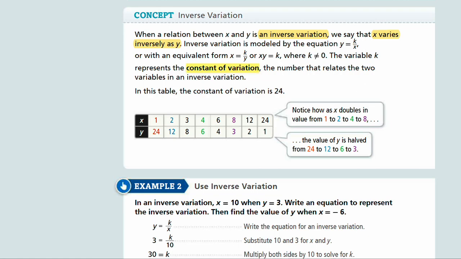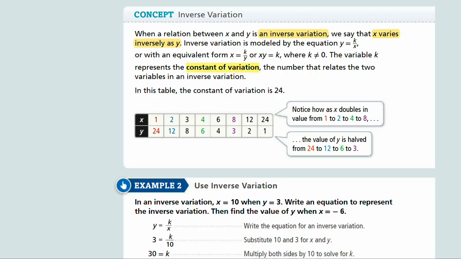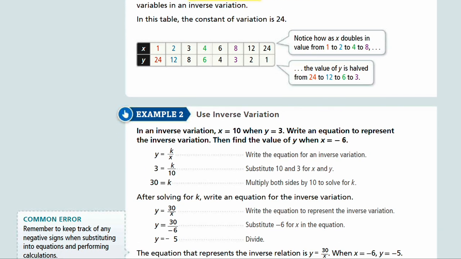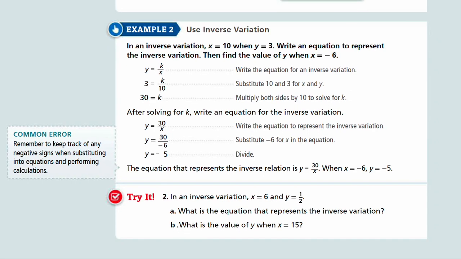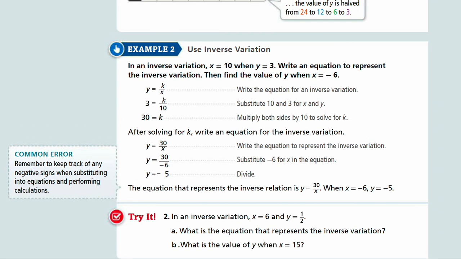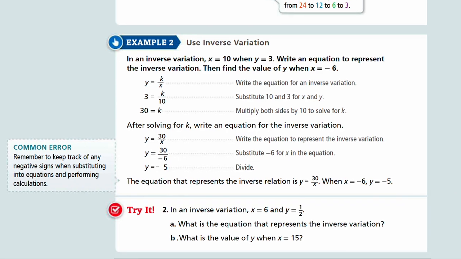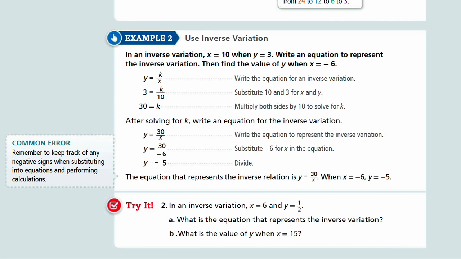Okay, now that we have looked at the concept of inverse variation, let's use it. Let's look at example 2, use inverse variation. In an inverse variation, x equals 10 when y is equal to 3. Write an equation to represent the inverse variation. Then find the value of y when x is equal to -6.